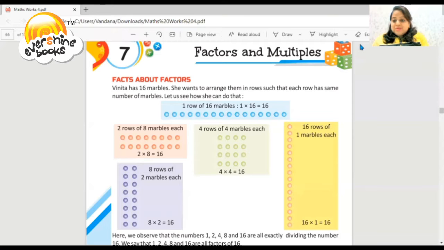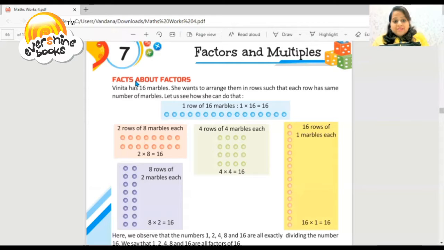So, students, today is your maths class, and I'm your teacher, Vandana Chavda, going to teach you your new chapter number 7, factors and multiples. So, let's begin. Students, these are your important points.